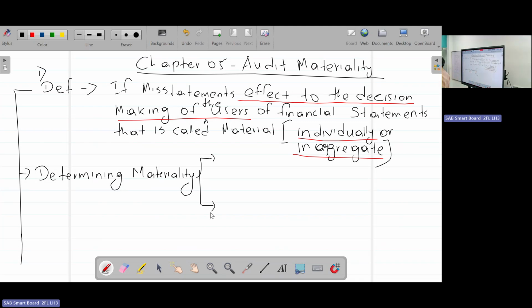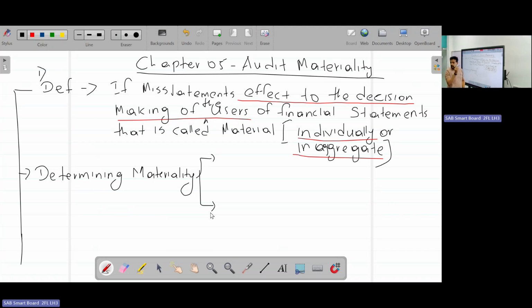How to decide this is material, this is not material? So how will you compute the material? That I will discuss in the fourth topic. But you know, if amounts affect decision making, they are material, and you have to define it. You should be able to identify material transactions in the financial statement. How can you determine that decision?